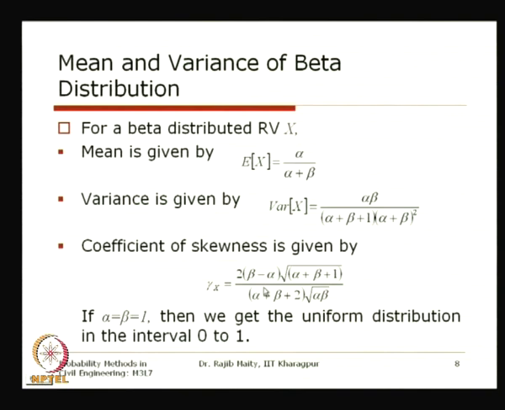Now you see here, remember that alpha and beta are both greater than 0. Depending on that, if alpha is less and beta is more, then the skewness is positive. And just the opposite, if alpha is more and beta is less, then it will become negatively skewed, which we showed graphically just now. And if alpha and beta are both equal to 1, then we get the uniform distribution on the interval 0 to 1. This we have also shown graphically a minute before.